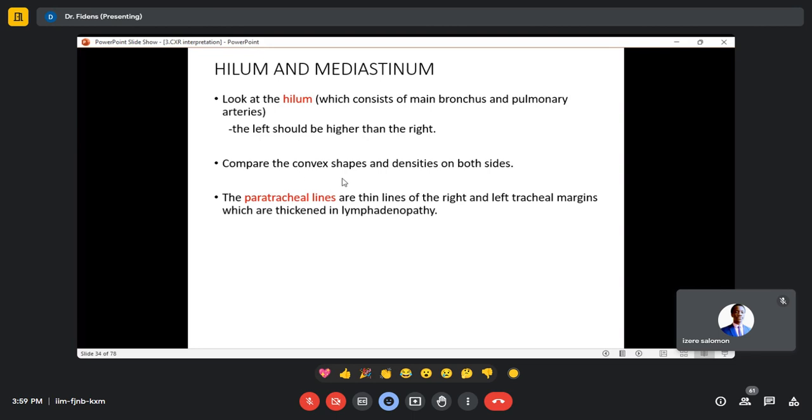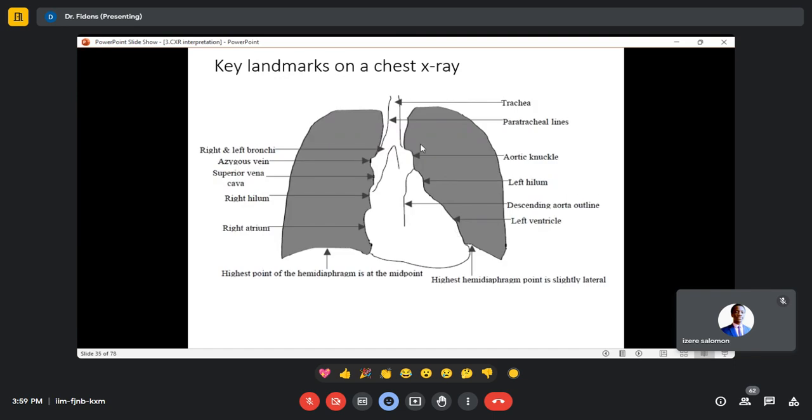When that convexity or concavity is lost, think of anything like a mass, lymph node, or any opacity. I will show you on the image. You also have to check the paratracheal lines, which are thin lines of the right and left tracheal margins, which are thickened in lymphadenopathy. Like in this case, this is the trachea. Now the paratracheal line is this one, the left one, and the right one is the right one. You see that on the image.